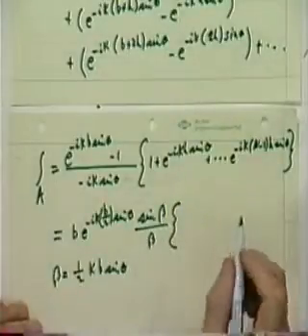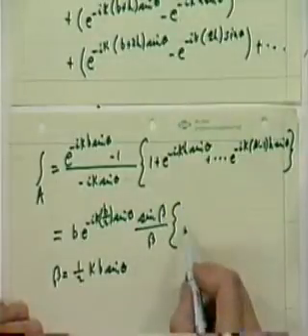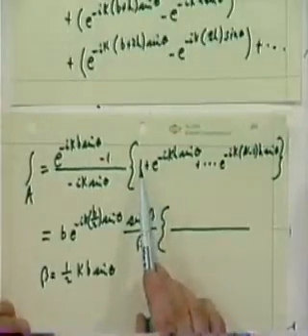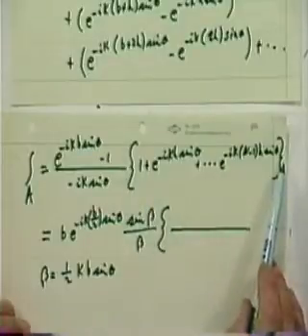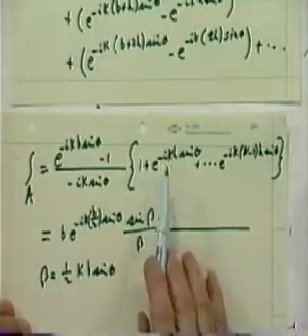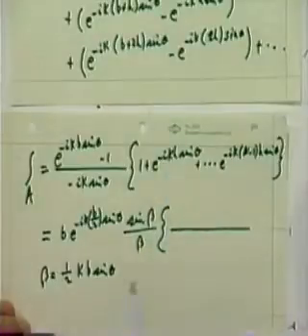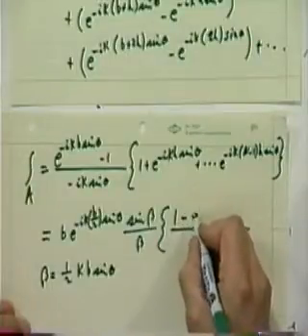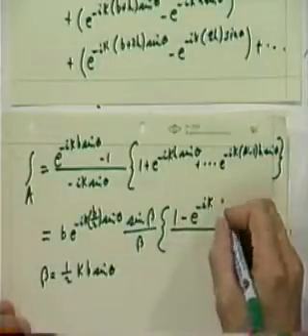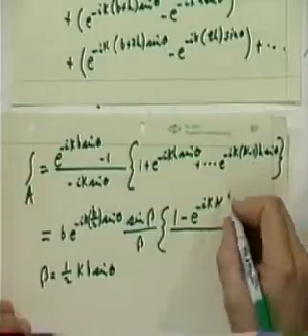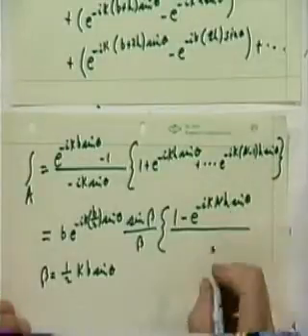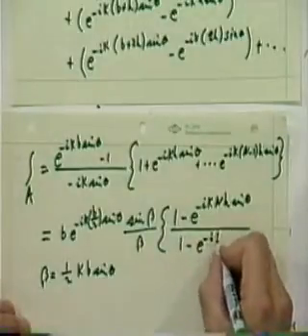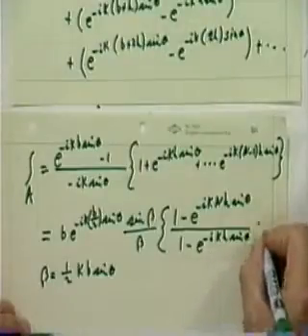And then this guy, this is just a geometrical series. So remember, when we sum that up, we get 1 minus whatever the next term is, divided by 1 minus whatever the ratio is between consecutive terms. So that would be 1 minus e to the minus ik n h sine theta, and downstairs then it'd be 1 minus e to the minus ik h sine theta.